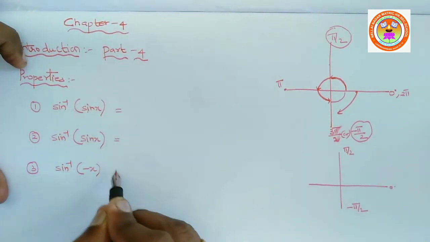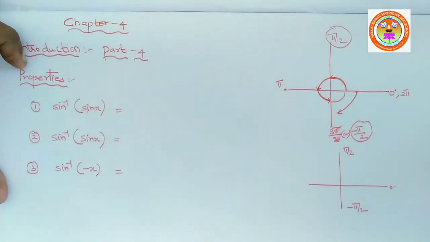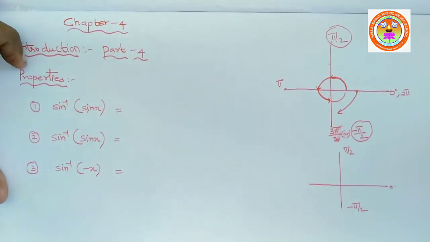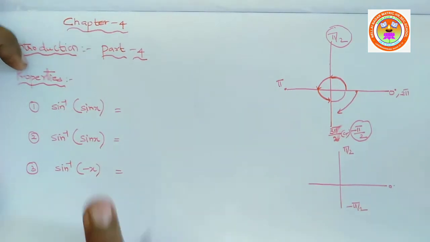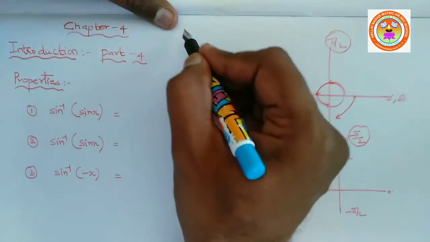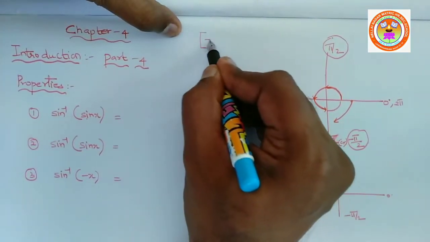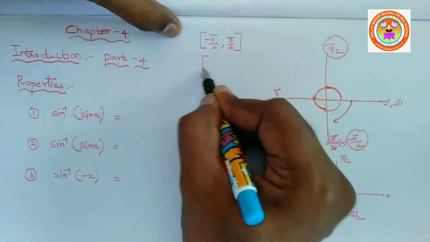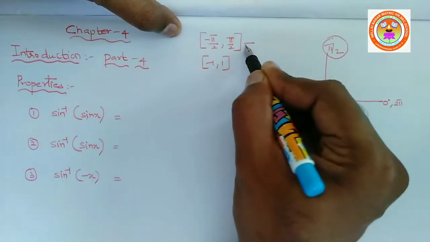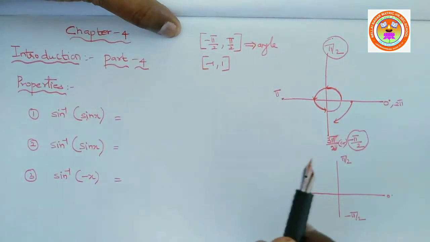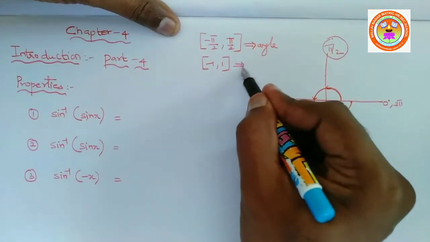If you see, these both questions are the same. Sin inverse of sin x, sin inverse of sin x, both the questions are the same. This one is sin inverse of minus x. So sin inverse of sin x. See here, we know in sin inverse, this is minus pi by 2, minus pi by 2 comma plus pi by 2 is well known, and minus 1 comma 1. This one is nothing but angle. We know this angle is given in radians. No problem. What is the angle? This one is value.